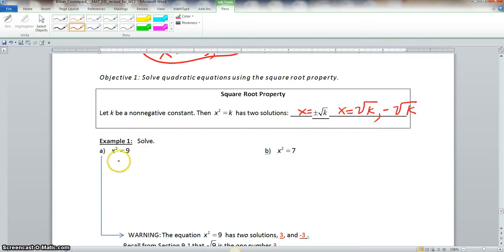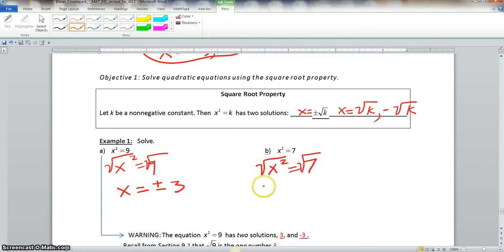Okay, now it says solve x squared is equal to 9. So we have x squared equal to 9. We will have to take the square root of both sides. Square root of x squared is x, and is equal to positive and negative 3, because this is already set up in an equation. Now we have x squared is equal to 7. So we have x squared equals to 7. We'll take the square root of both sides, and we have x is equal to positive and also negative square root of 7.